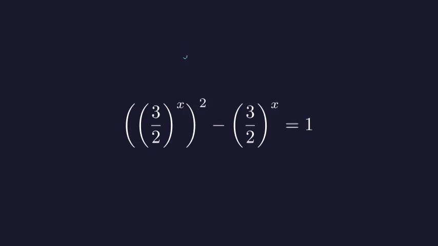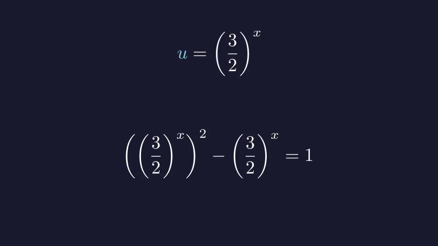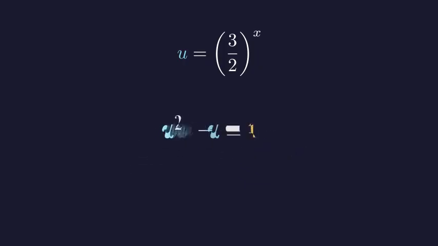Let us define a new variable, u, to be equal to 3 over 2 to the power of x. When we substitute this into our equation, the first term becomes u squared and the second term becomes u. We are left with the polynomial u squared minus u equals 1. Rearranging this by subtracting 1 from both sides, we get u squared minus u minus 1 equals 0. Does this look familiar? This specific quadratic is related to the golden ratio.